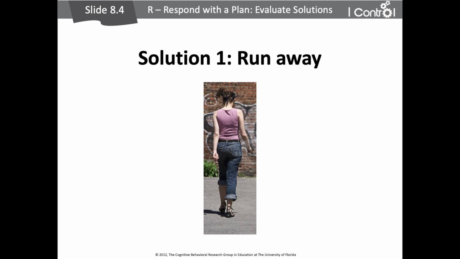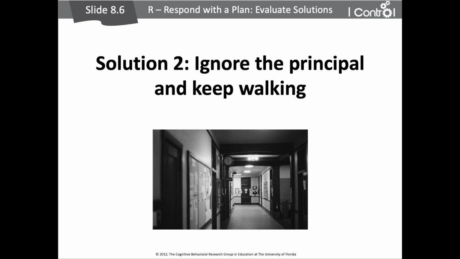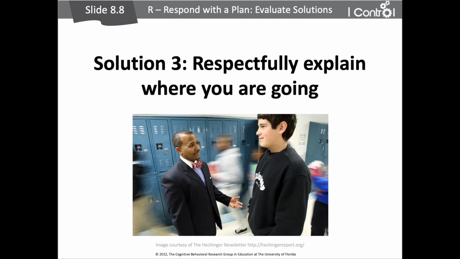Let's consider the different consequences for each solution. If you run away, you are likely to get in trouble because you did not provide an answer and acted like you were doing something wrong. The same would be true for ignoring the principal and walking away. He might call your parents and give you detention. In Solution 3, however, the principal may allow you to continue your errand for the teacher because you told the truth and provided a reasonable explanation.